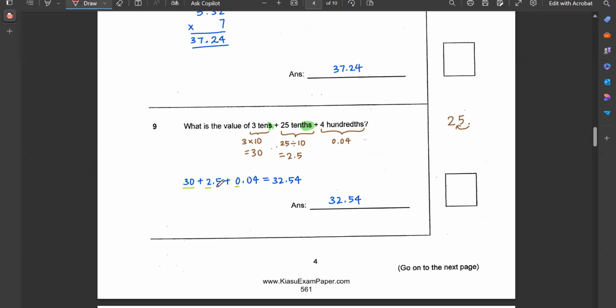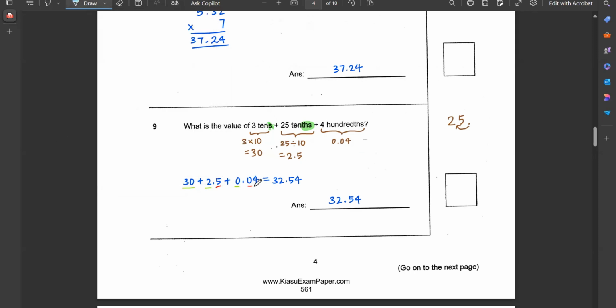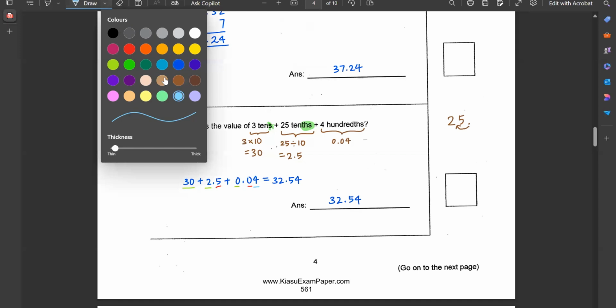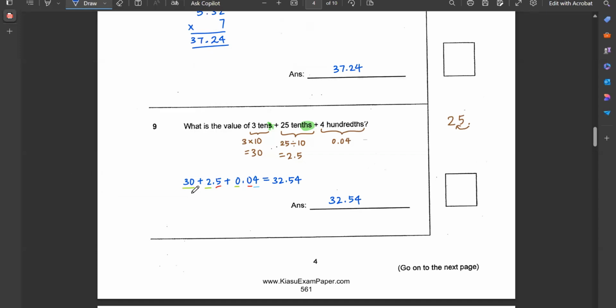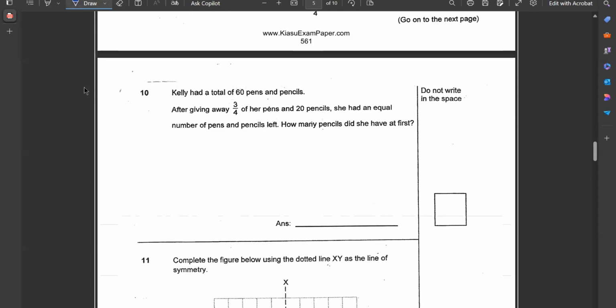So if I want to color code, I look at that. And finally, the last one. Okay. So what I color coded red is the first decimal place, blue is the second decimal place, green is all the sum of the whole numbers. Okay. All right. We are going to go on to the next question.